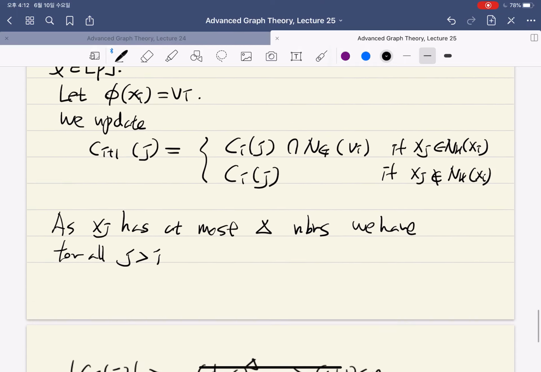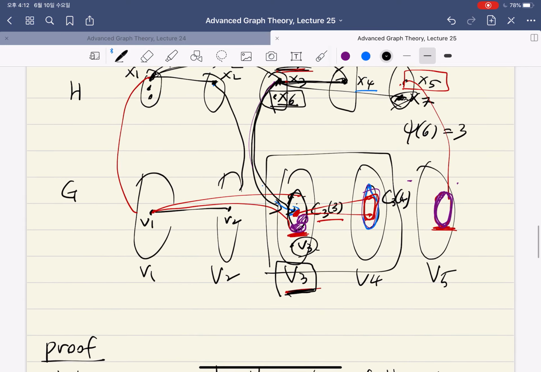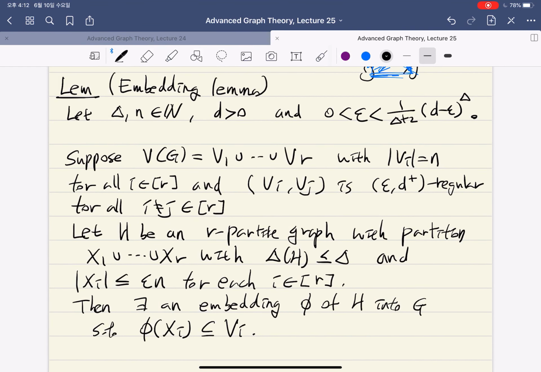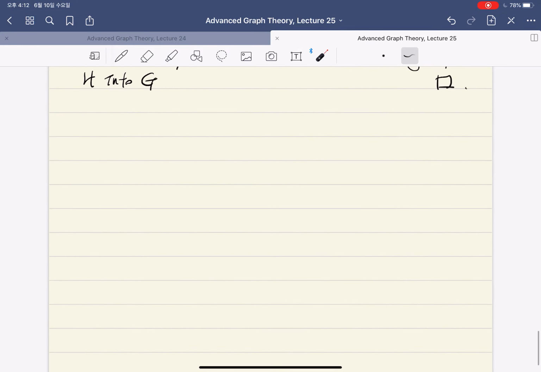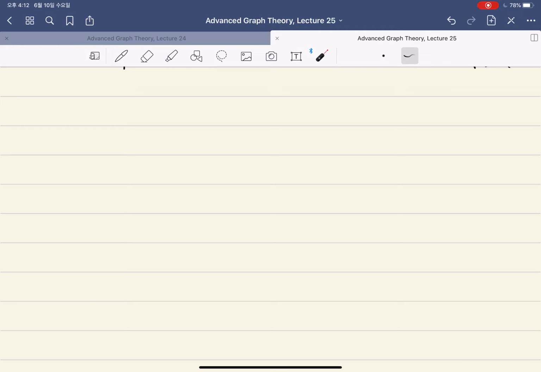So this shows the embedding lemma, saying that once we have this regularity partition, then it's easy to find our desirable subgraph H inside of that, as long as it has bounded degree, it has a correct partition, and it is not too big. So we can use this and the regularity lemma together to prove several statements. One of them is the Erdős–Stone–Simonovits theorem that we have proved before. We can also prove it using this regularity lemma. And we can also use it to prove certain statements in Ramsey theory. Yeah, we will do that in the next video.